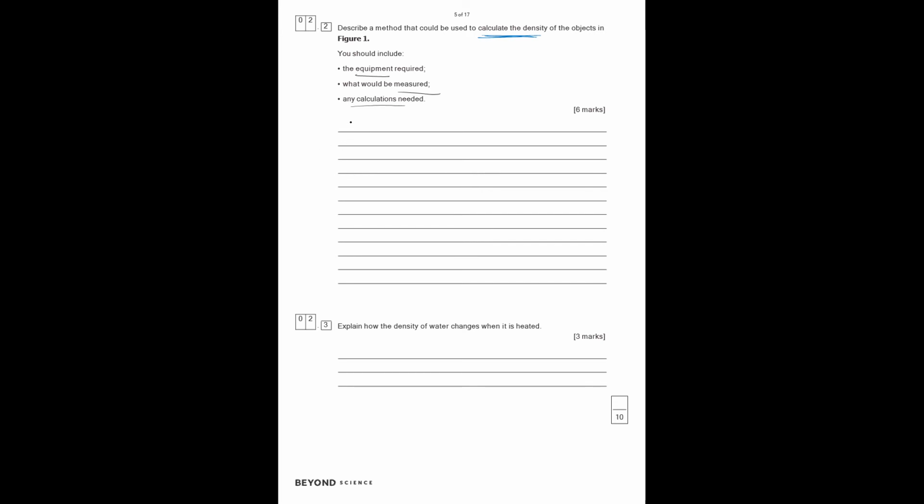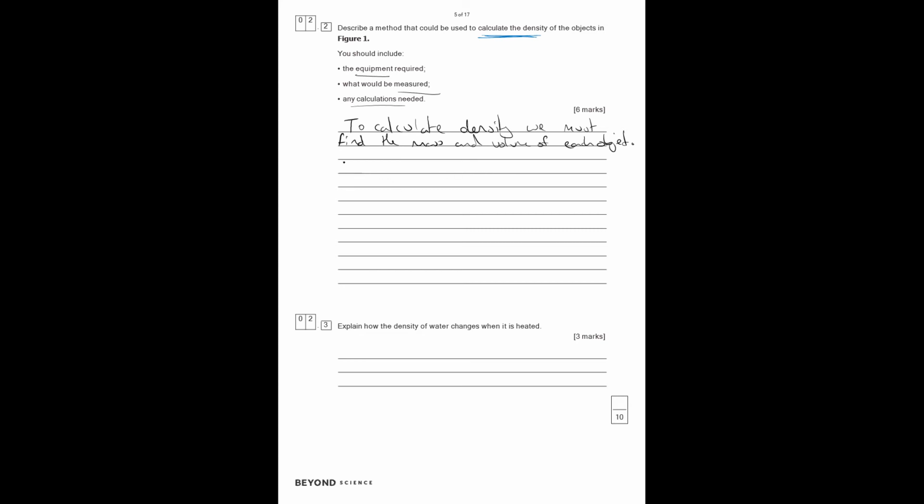So what I'm going to start off by saying is, to calculate density, we must find the mass and volume of each object. I probably didn't need to write that. This has just helped me frame my answer. And then I'm going to go through these in simple steps.